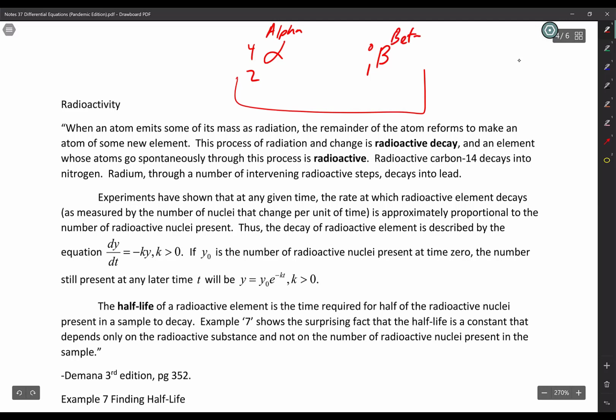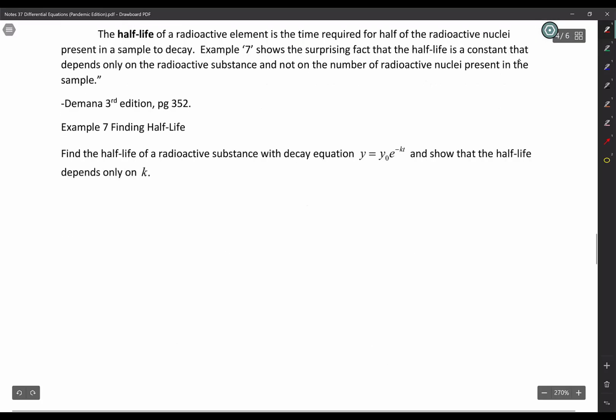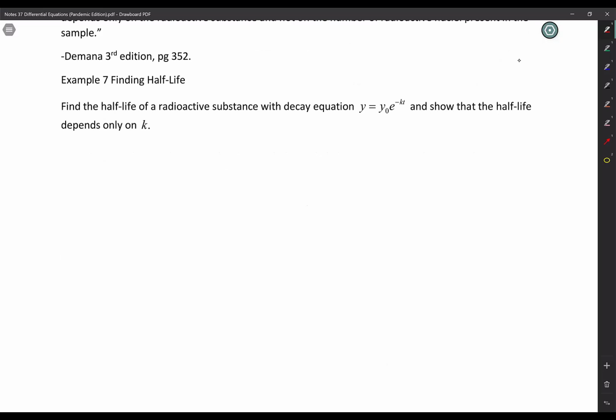And if you want to Google to find out more about that or talk to Ms. Clark Rankin about alpha decay and beta decay, you can. All right, so this one says, find the half-life of a radioactive substance with decay equation. And I have an equation here, they give it to me.